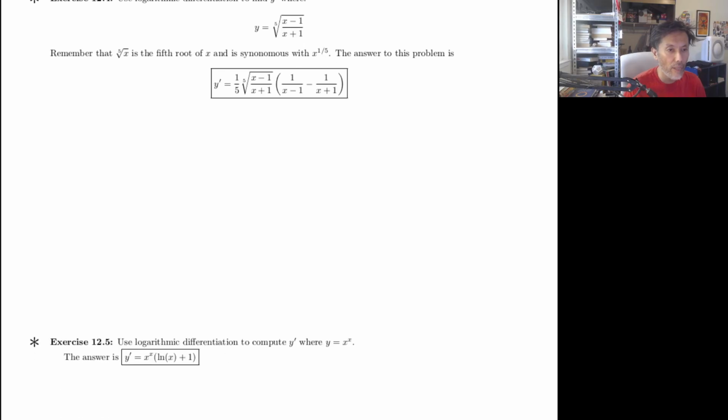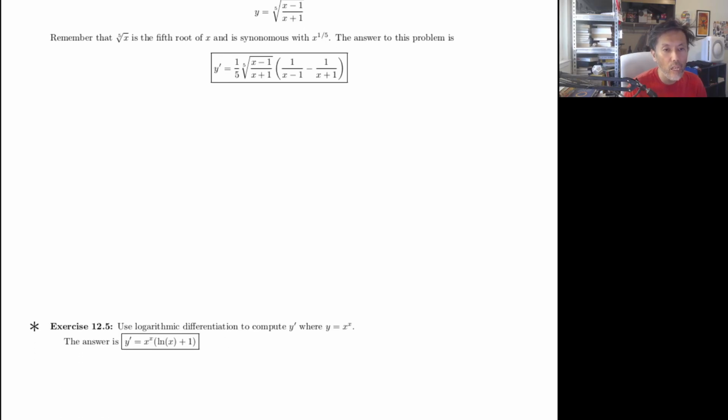And that's given by exercise 12.5. Use logarithmic differentiation to compute y prime, where y is equal to x to the x. There probably is a way, frankly, of doing this one. There's always a way, but it would have required a little bit of additional technique. Try that. Try to do 12.5 and 12.4 using logarithmic differentiation. Okay.